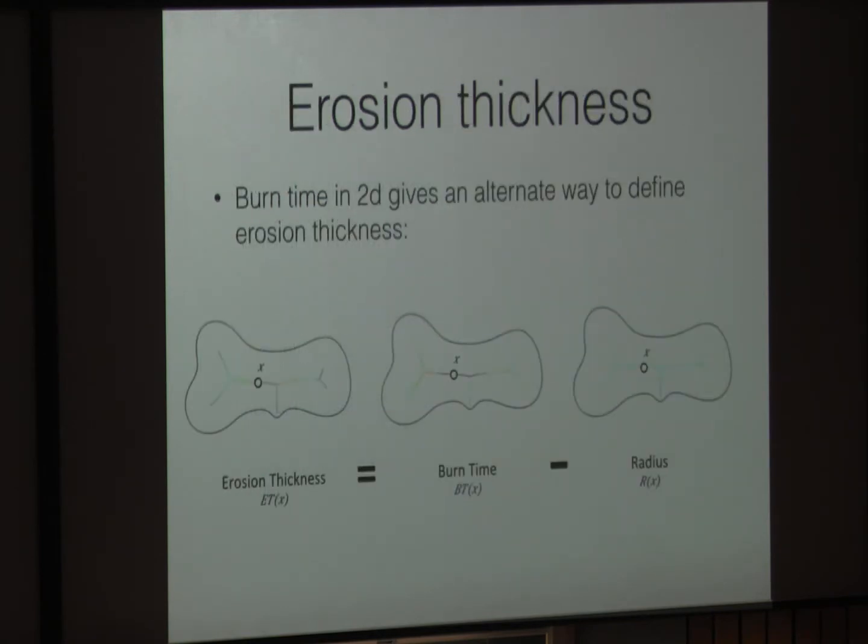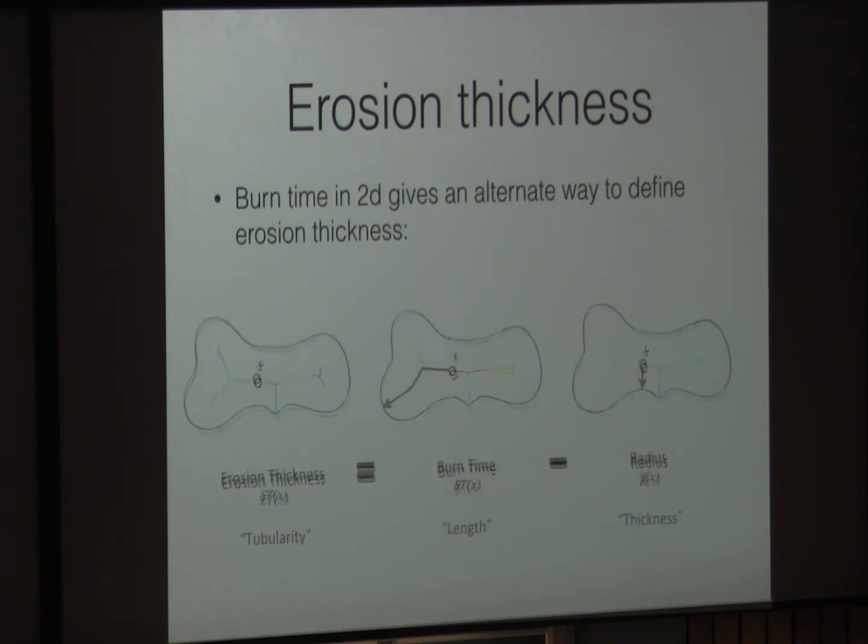Okay. This also ties back to erosion thickness in a really meaningful way. So it turns out erosion thickness is burn time minus the radius. So here is an explicit, closed form, very nice definition of erosion thickness from a mathematical framework. Because we can find these trees, we can look for minimums, and on we go.